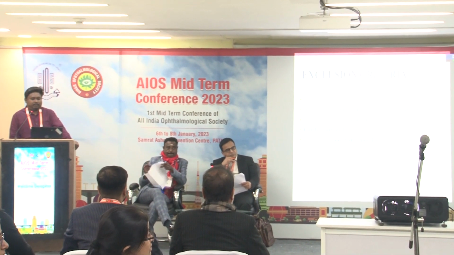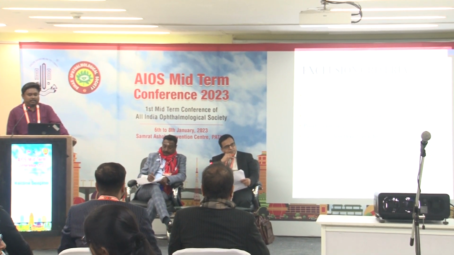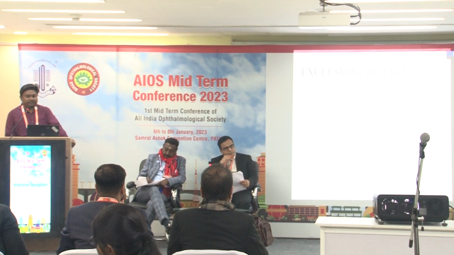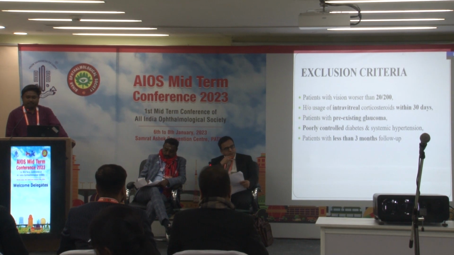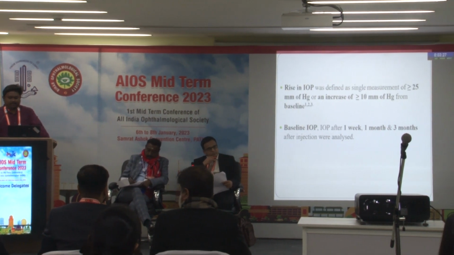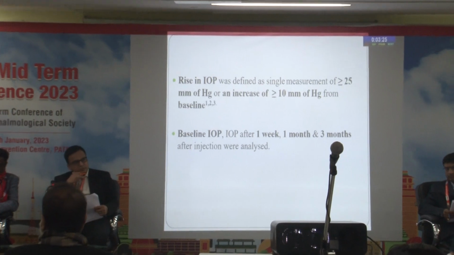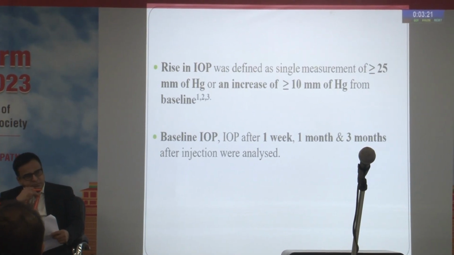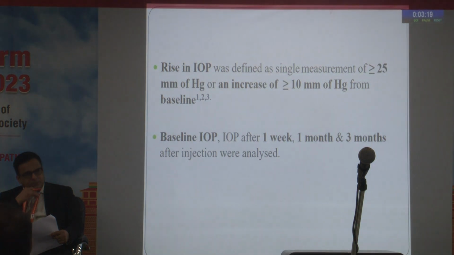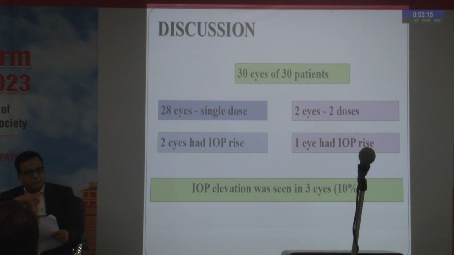Patients having vision worse than 20/200, prior history of any usage of intravitreal corticosteroids, prior history of existing glaucoma, poorly controlled diabetes and systemic hypertension, and patients who had less than 3 months of follow-up were excluded from the study. Rise in IOP was defined as a single measurement of more than 25 mmHg or an increase of more than 10 mmHg from the baseline. The baseline IOP and the IOP after 1 week, 1 month and 3 months after injection were analyzed.